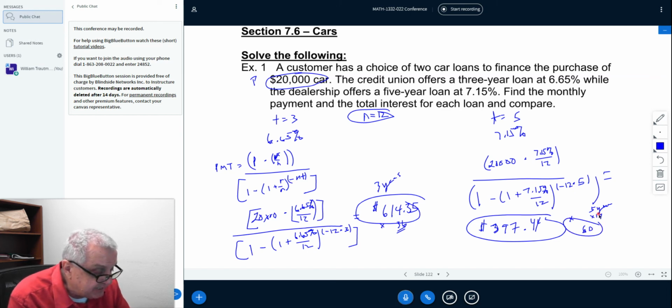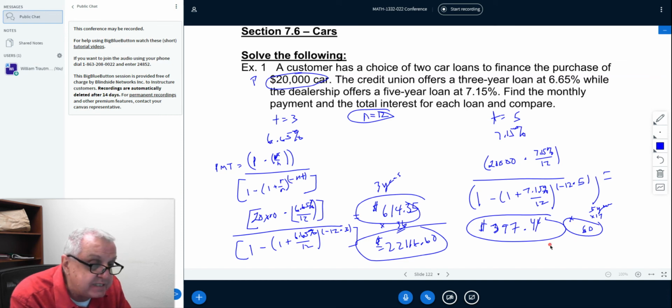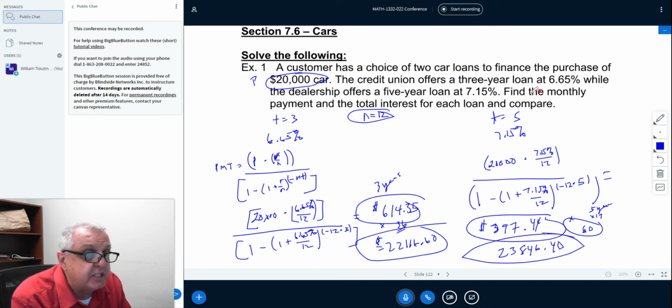So if I multiply this number, first let me do the first one, $614.35 times 36, I paid a total of $22,116.60. Here, I made a payment of $397.44 times 60 months, 5 years, and I paid $23,846.40. So it says, how much interest did I pay?